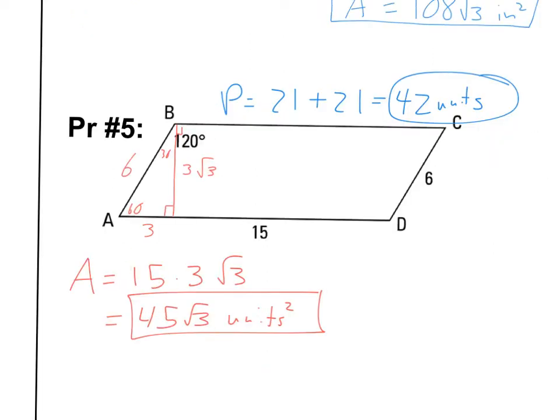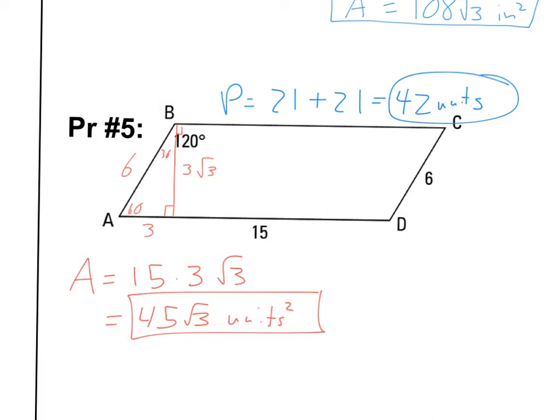Okay, once again, the perimeter is easy. Opposite sides, 6 and 6, 15 and 15, so 6 plus 15 is 21. And then this is 15 plus 6 is also 21. Add those together, you get 42 units, whatever that is. We don't know what the units are, but we know there's 42 units around this.